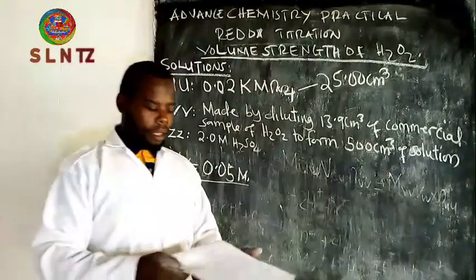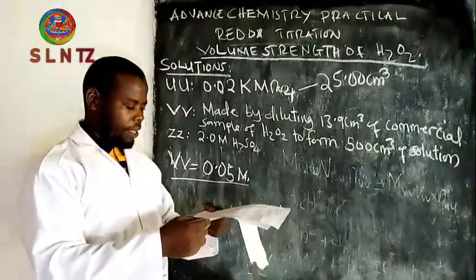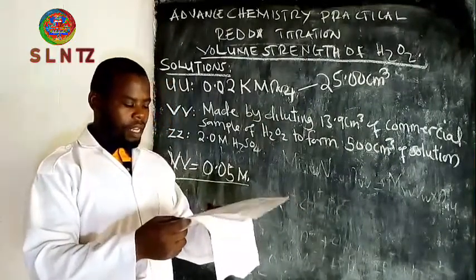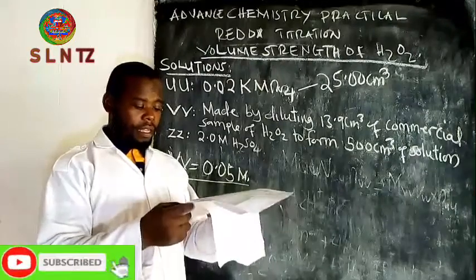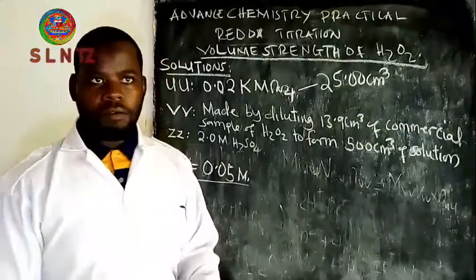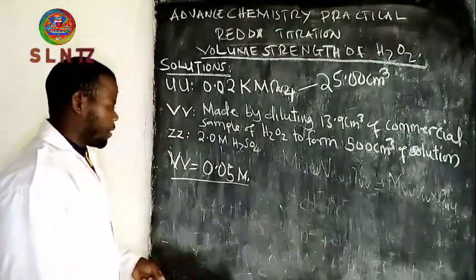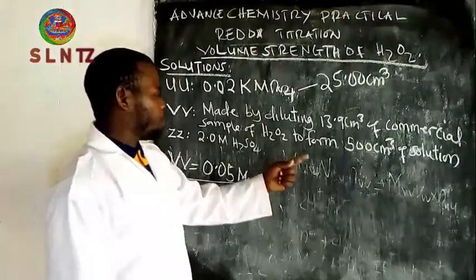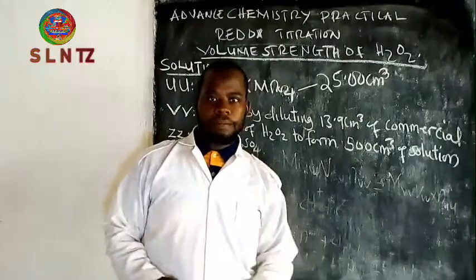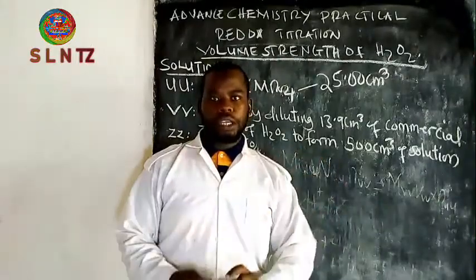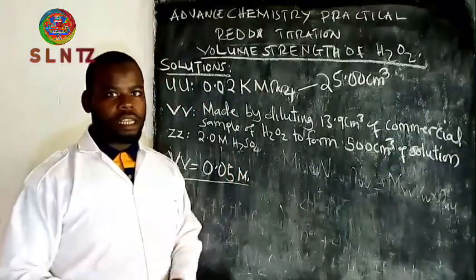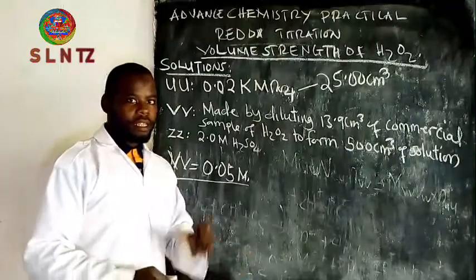When you look at this paper, question C was asked after B. Using the result obtained in B, that is the molarity of V, calculate the volume strength of commercial hydrogen peroxide. Commercial means a concentrated solution, a stock solution, as when we are going to buy concentrated hydrogen peroxide, that is the commercial sample.